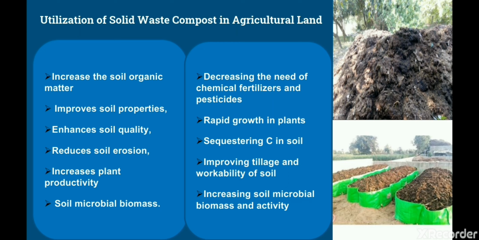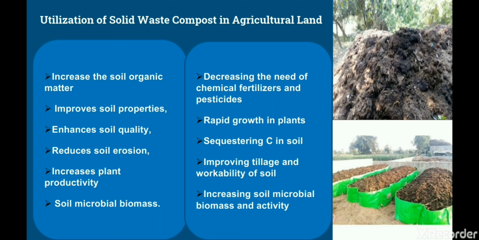Utilization of solid waste compost in agricultural land. Utilization of compost from solid waste increases soil organic matter, which improves soil properties, enhances soil quality, reduces soil erosion, and increases plant productivity and soil microbial biomass. Thus, in regions where the organic matter content of the soil is low, agricultural use of organic compost is recommended for increasing soil organic matter content and consequently to improve and maintain soil quality.